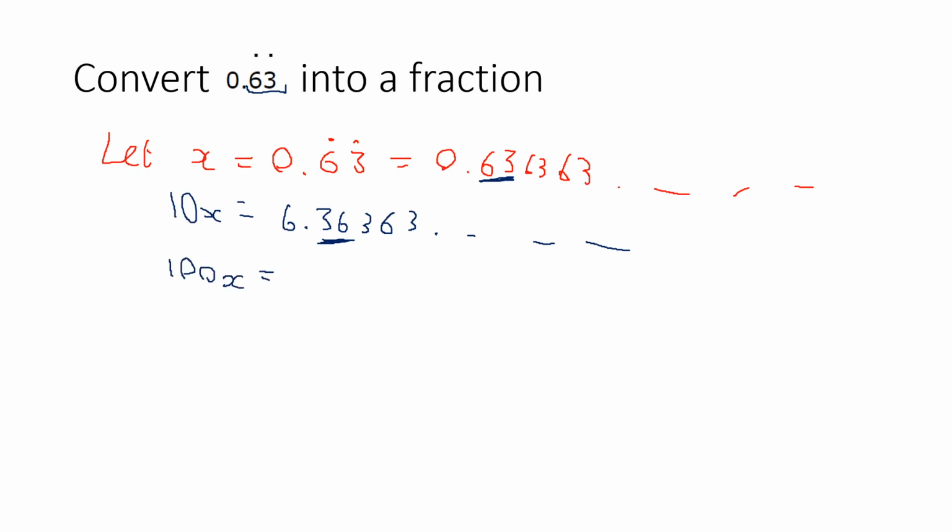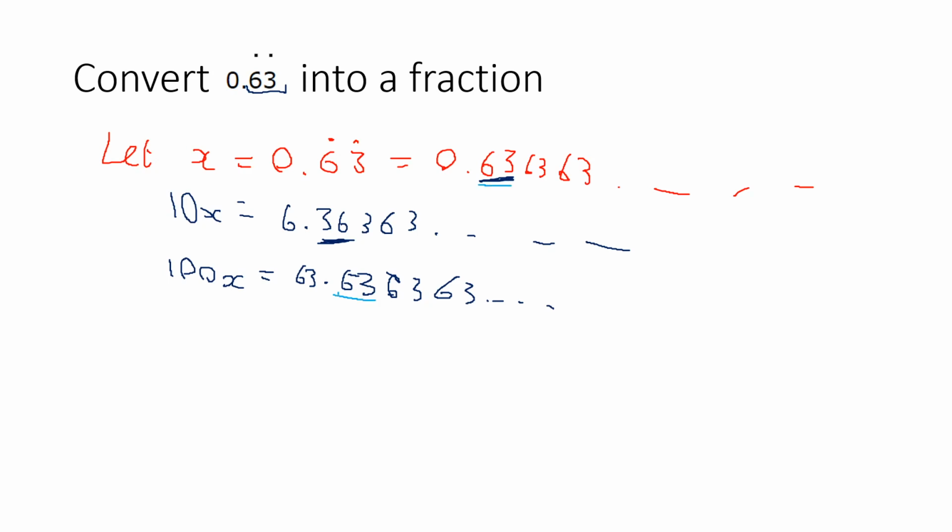100x is going to be 63.6363, sorry, 63.6363, and so on and so forth. Aha! So now we have 0.63 recurring on both of them.